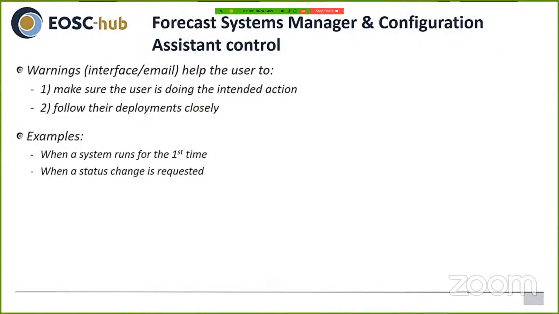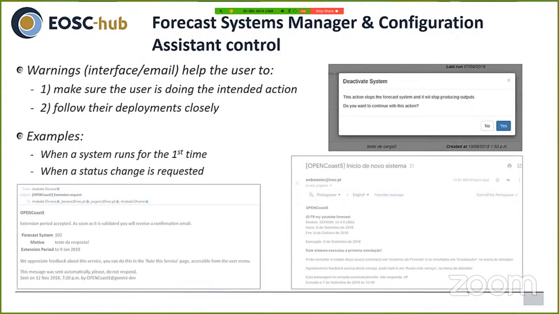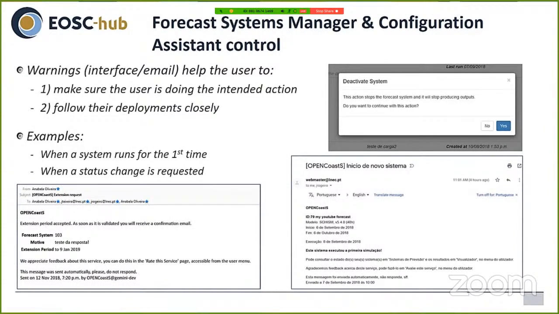When operating the OpenCoast platform, the user receives several warnings by email or through the interface. These warnings help the user to make sure he's doing the intended action and follow their deployments closely. Examples of these warnings are when a system runs for the first time, when a status change is requested, or when the user requests an extension period for this forecast.